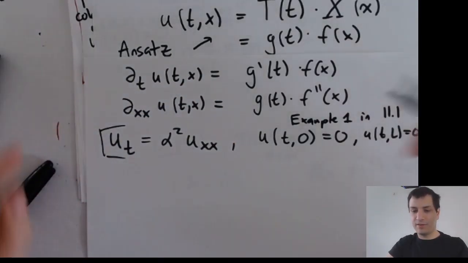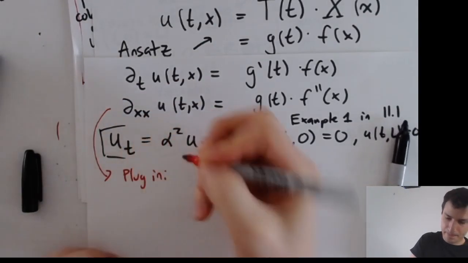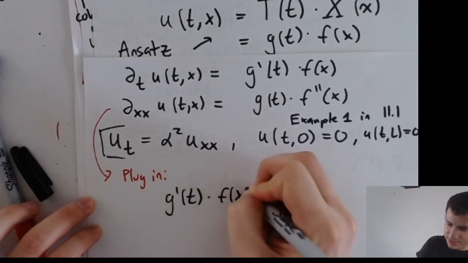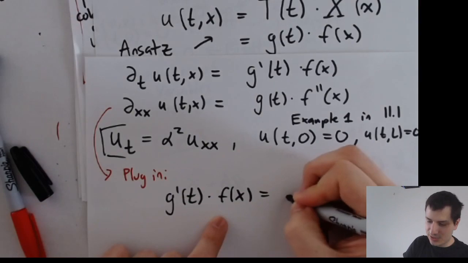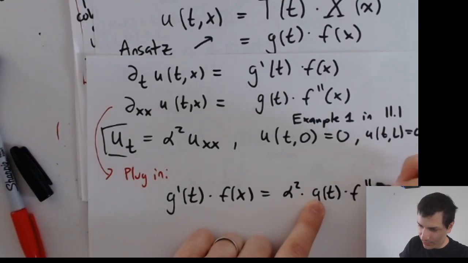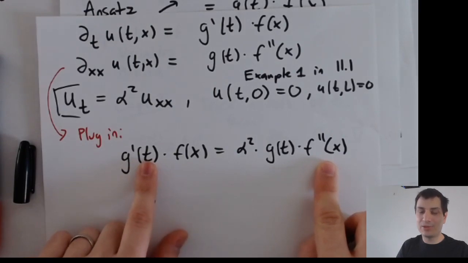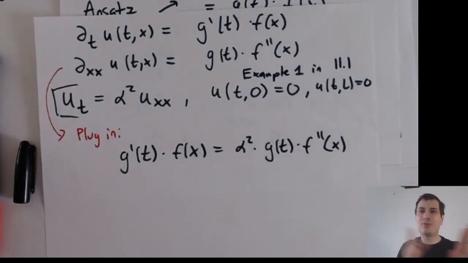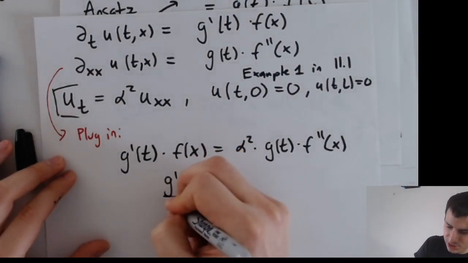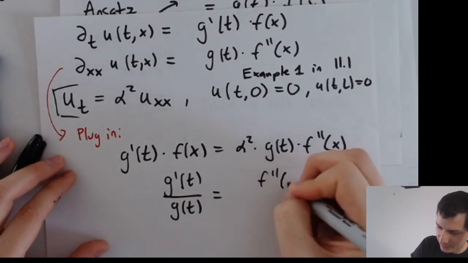I'm going to plug this stuff in. So if you plug that in, you get g'(t) times f(x). That's the u_t. And on the other side, you get alpha squared u_xx, which is g(t) times f''(x). That's what we're trying to solve for. It looks scary now, but there's a little trick you can do, which is you put all the things with t on one side, all the things with x on the other side. So you get g'(t) over g equals f'' over f.